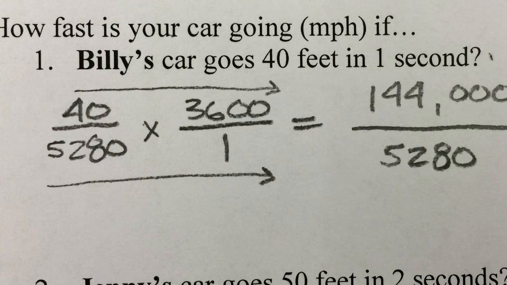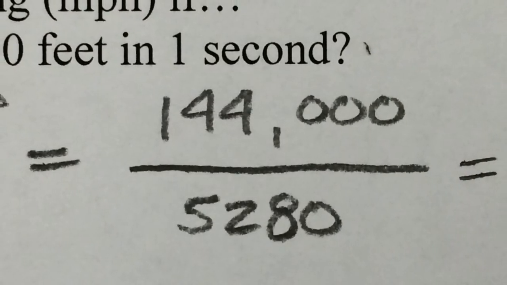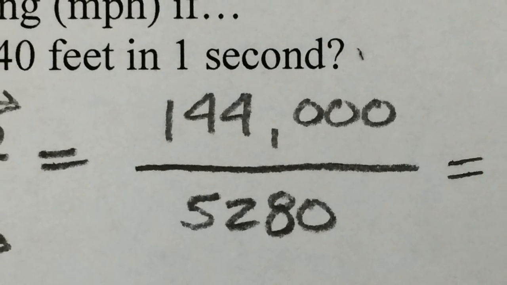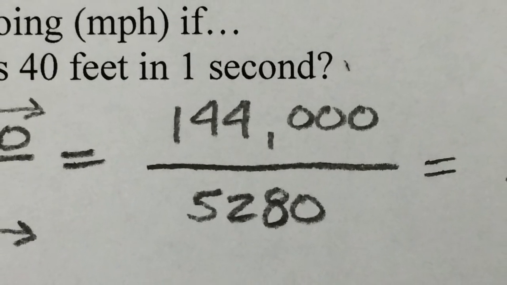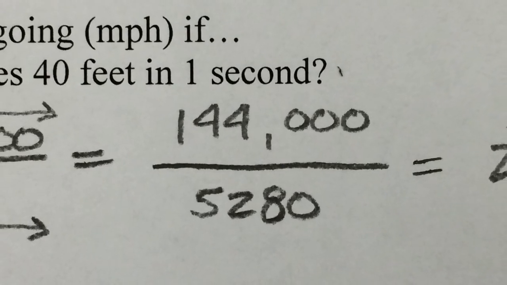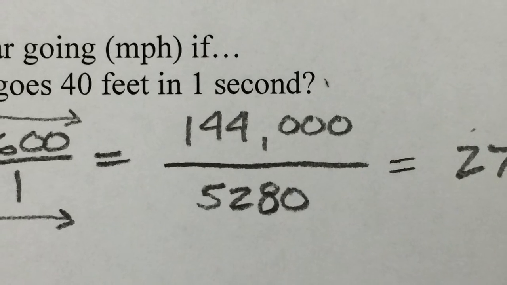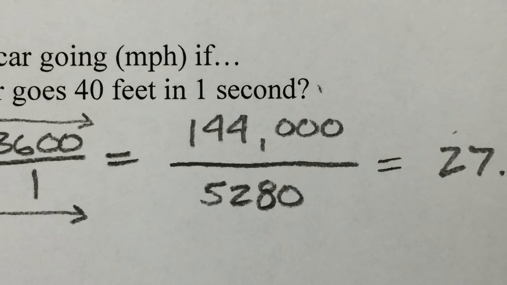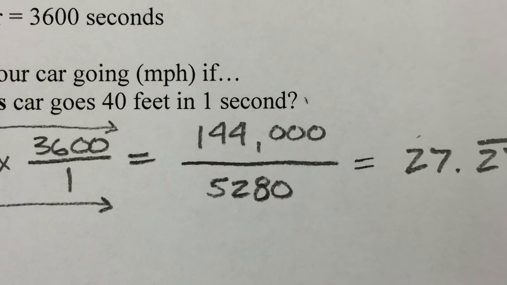Plug that into your calculator now in order to get the final answer on this problem. You should be coming out with 27.27 repeating miles per hour. Show all your work and include your units on the end, miles per hour. You always include your units.